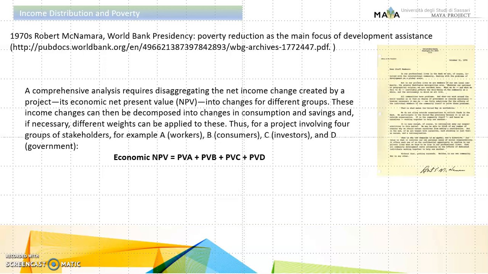A comprehensive analysis requires disaggregating the net income change created by a project, its economic net present value, into changes for different groups. These income changes can then be decomposed into changes in consumption and saving, and, if necessary, different weights can be applied to these. Thus, for a project involving 4 groups of stakeholders, for example, A. Workers, B. Consumers, C. Investors, and D. Government, the formula is the one shown.